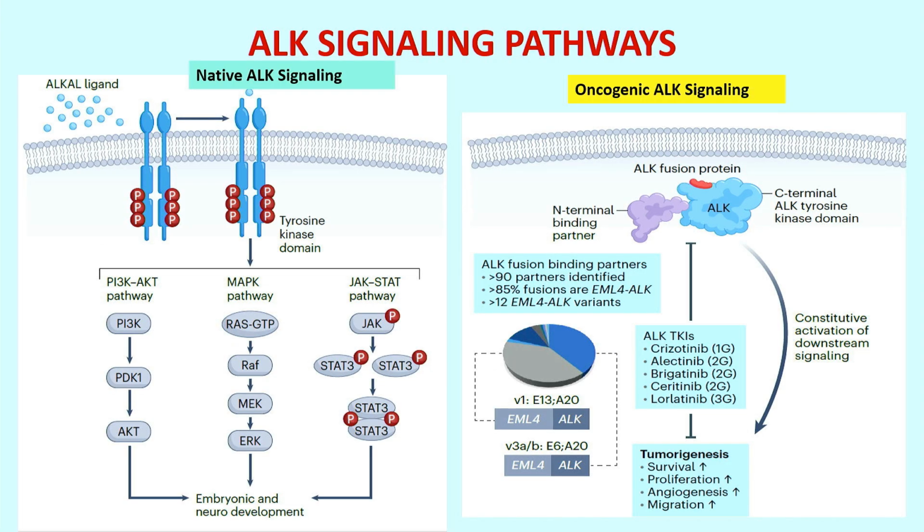So how does this signaling start? As we have already discussed, the extracellular domain of ALK attaches to the normal ligand, then phosphorylation happens and downstream pathways are activated. This is the normal signaling, but oncogenic ALK signaling happens intracellularly when the N-terminal binding partner of ALK is bound to the C-terminal ALK tyrosine kinase, and it starts proliferation and tumorigenesis. So these are the various inhibitors which can be used. We already discussed the variants, like V1 is the commonest, V3 followed by V2. Yeah, next slide, please.